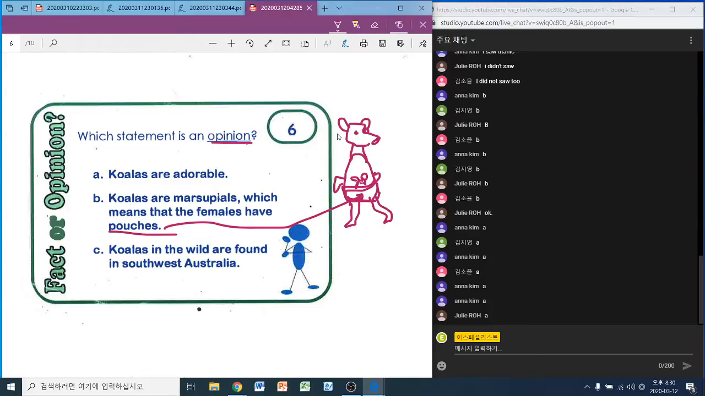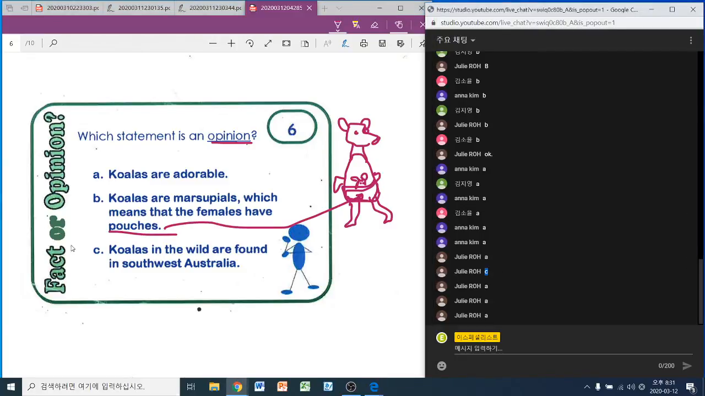And our answers are in. Let's see. We have A, C, A. Wow. Julie and Anna, you have lots of many different answers. You really think it's A. Except Julie, you also said C. We have one vote for C here. Okay. Yes, the correct answer is A.